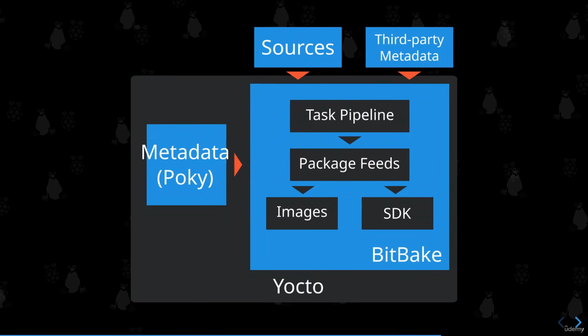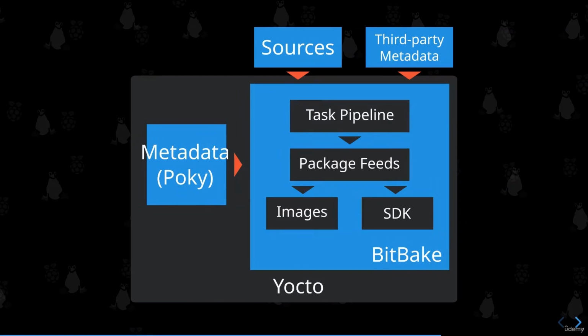This is a simplified architecture diagram of Yocto. In this case, for metadata, we have Poky, the reference metadata, and third-party or even metadata you created. So BitBake takes this metadata, sorts the recipes in relation to their dependencies. It then generates a list of tasks to perform and executes them. The resulting products are package feeds, which can then be sourced to generate images or an SDK.